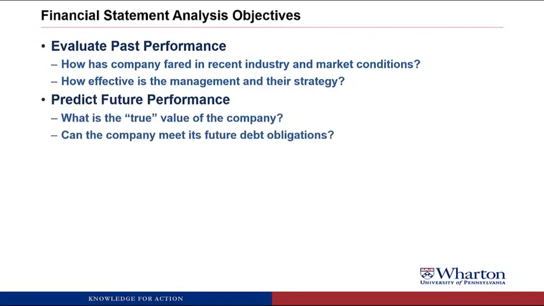And another objective of financial statement analysis is to try to predict the future, try to predict future performance. So answer the question, what is the quote-unquote true value of the company? Maybe you see something in here that allows you to predict future performance better than the average investor, and so maybe the stock price is over or undervalued. Also, can the company meet its future debt obligations? So looking forward, do we think there's any bankruptcy risk where the company won't be able to meet its debt obligations? Now, these two items under predict future performance, we are not going to do.